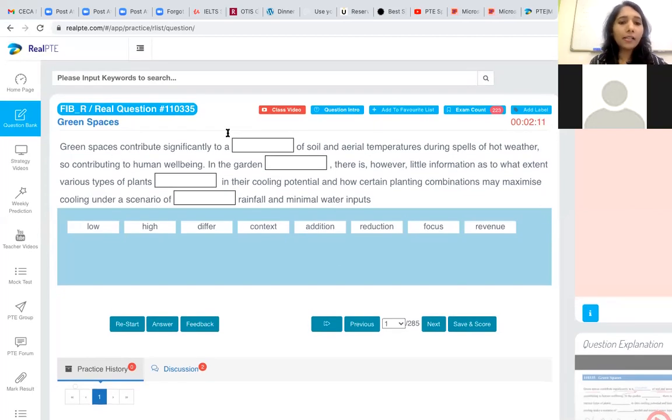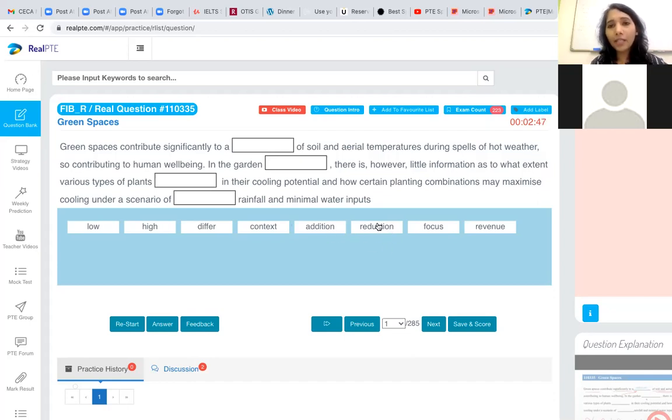So the green spaces contribute significantly to a dash of soil and aerial temperature during spells of hot weather. There are green spaces, they are good things, right? So it's a positive tone, they're talking about good things. What are our nouns here? Low cannot be our noun, high cannot be a noun. Both of them are adjectives. Differ, no, this is a verb. Context, maybe. Addition is a noun, or reduction.